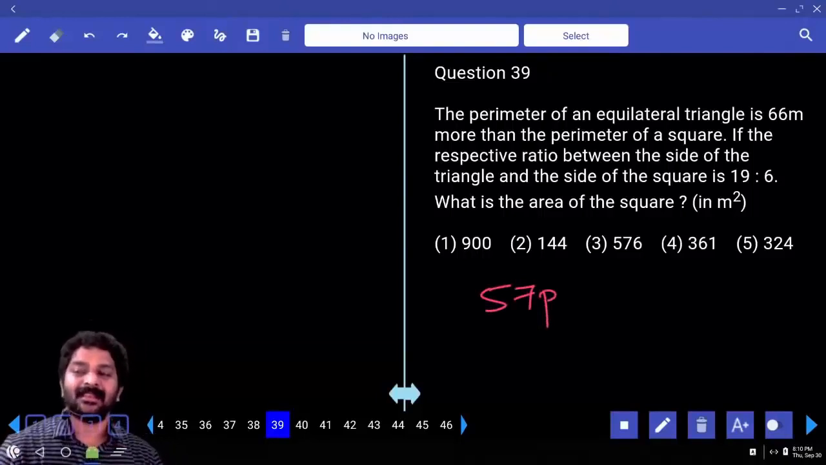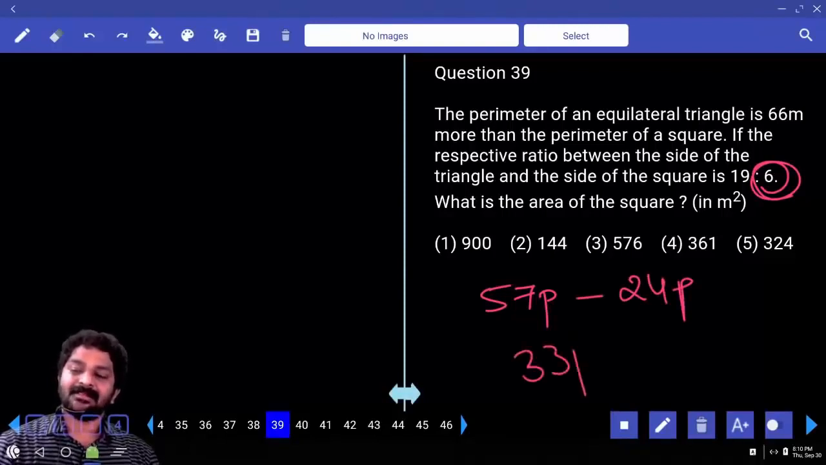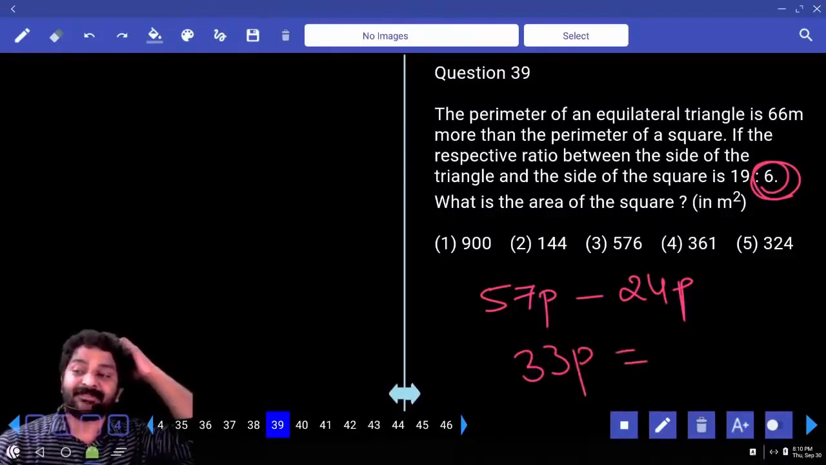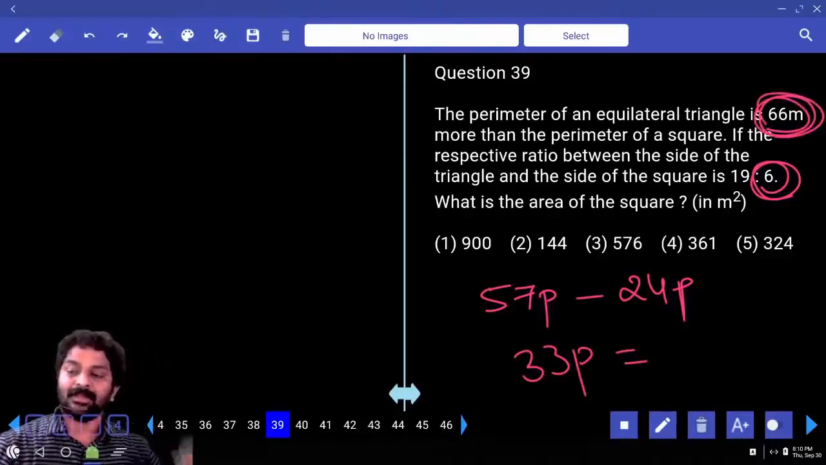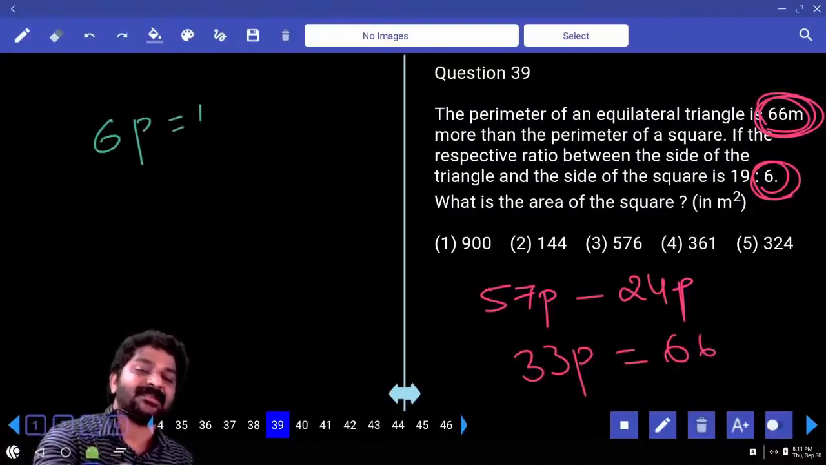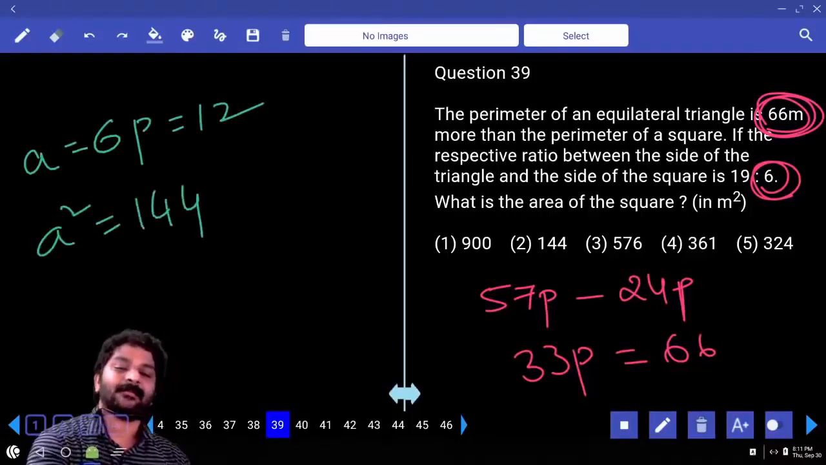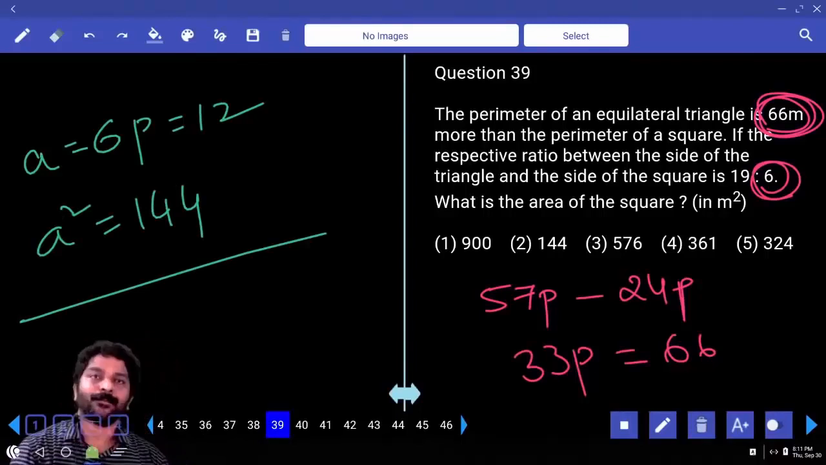Side of the square, perimeter, 24 parts. Difference, 33 parts, which in terms of a number is equal to 66, that means 1 part is equal to 2. What is the area of the square? Side of the square is 6 parts, which is equal to 12. So side is equal to 12, square is 12 square, 144. Over? Okay na?